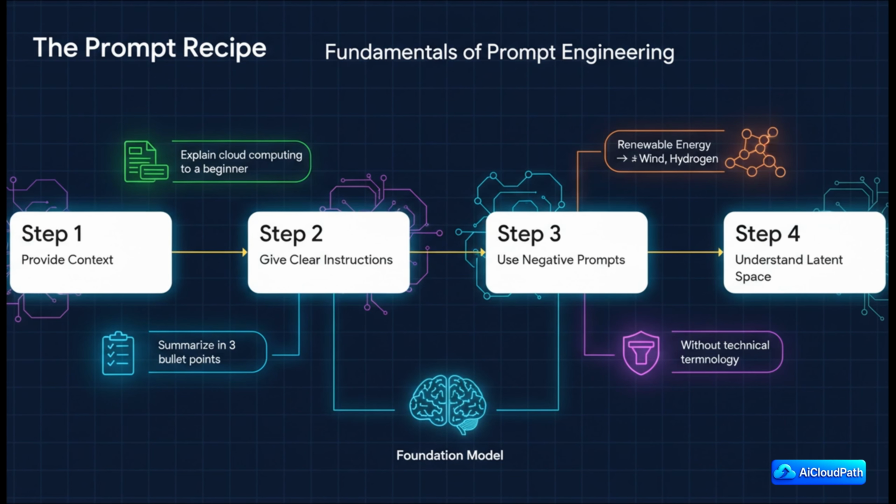So let's recap our recipe for the perfect prompt. Step 1, provide that crucial context. Step 2, give super clear instructions. Step 3, use negative prompts to clean things up. And step 4, understand and leverage that latent space to guide the AI right where you want it to go.